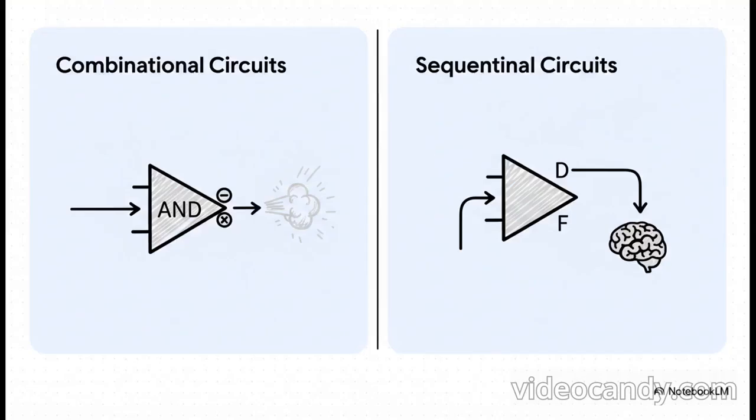So the secret really lies in two different kinds of circuits. You've got your combinational circuits. Think of these like a simple light switch. The light is only on when you're actively pressing the switch, right? It has absolutely no memory of what happened before. But then you have sequential circuits. Now these are different. Their output depends on the current input, sure, but also on past events. And it's all thanks to having memory built right in.